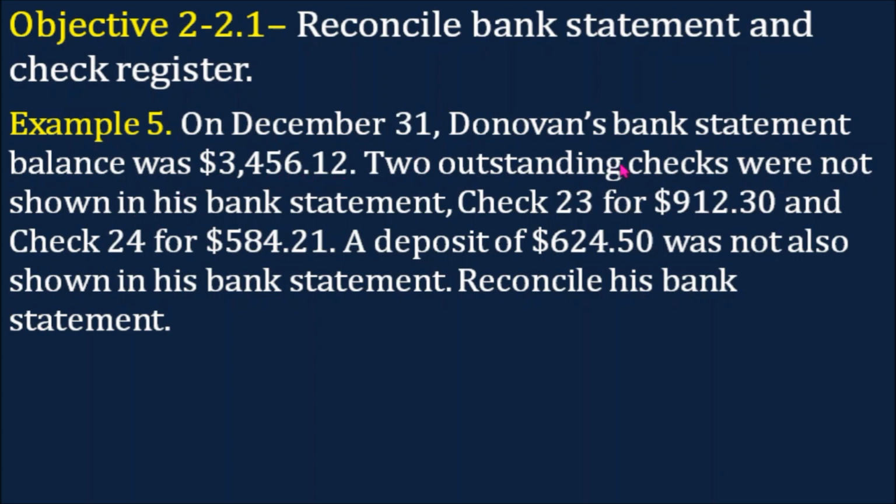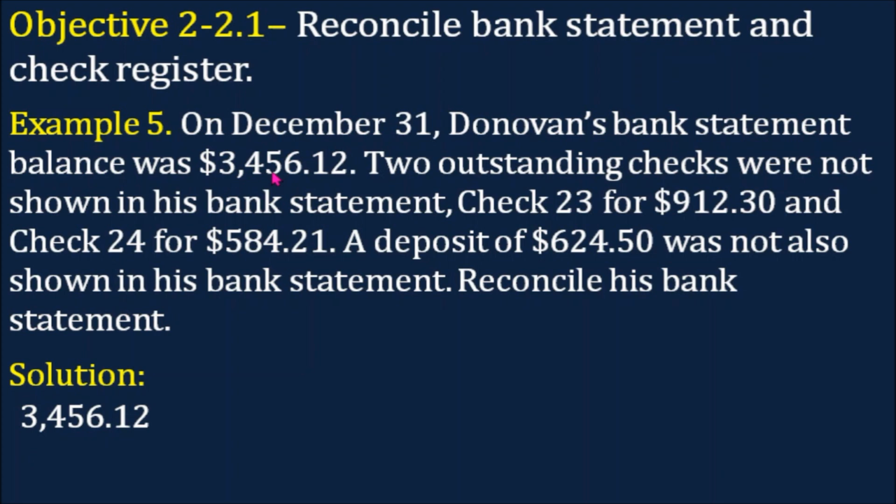Example number 5. On December 31st, the Novans Bank statement balance was $3,456.12. Two outstanding checks were not shown in his bank statement. Check 23 for $912.30 and check 24 for $584.21. A deposit of $624.50 was also not shown in his bank statement. Reconcile his bank statement.